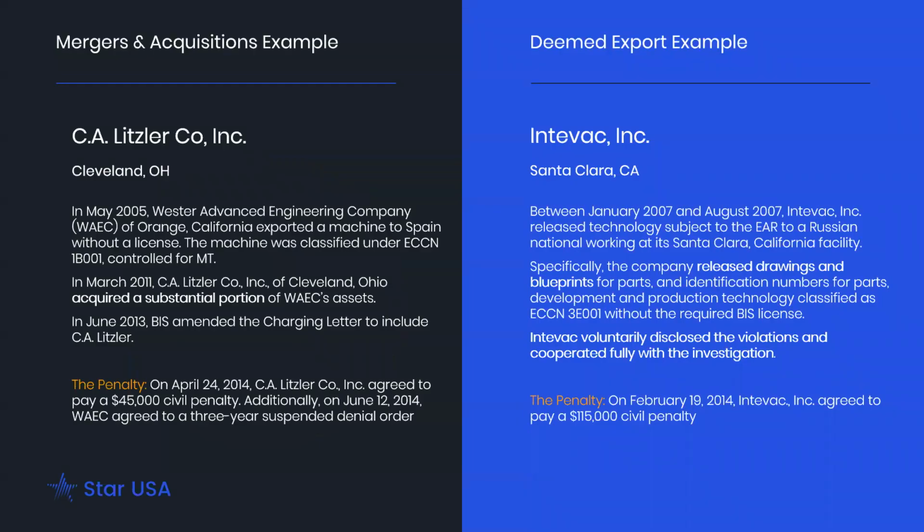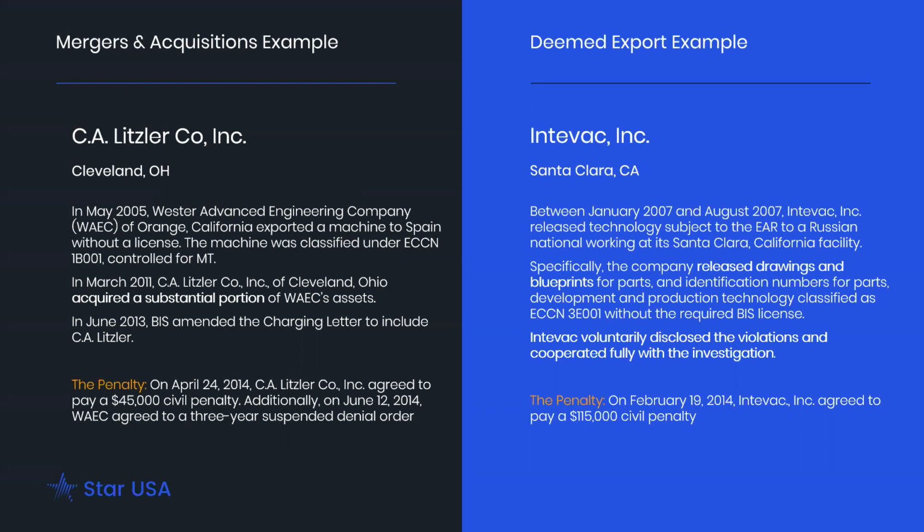There are also scenarios of violations occurring from things like mergers and acquisitions. There was a company in Cleveland, Ohio. In May 2005, a company in Orange, California, exported a machine to Spain. The machine was classified under ECCN 1B001, controlled for missile technology, and the company did not obtain the necessary license. This was in 2005. 6 years later, in 2011, C.A. Litzler Company of Cleveland, Ohio, acquired a substantial portion of that company's assets. And in June of 2013, the BIS amended their charge to include C.A. Litzler as an interested party. And that amendment was granted.